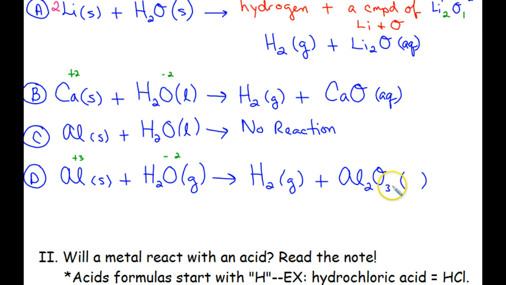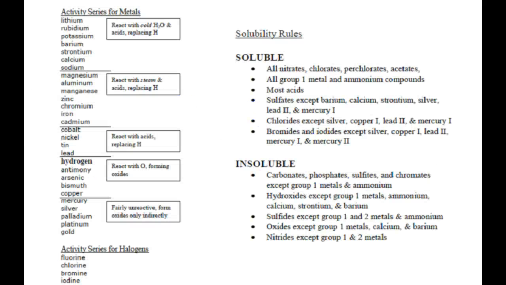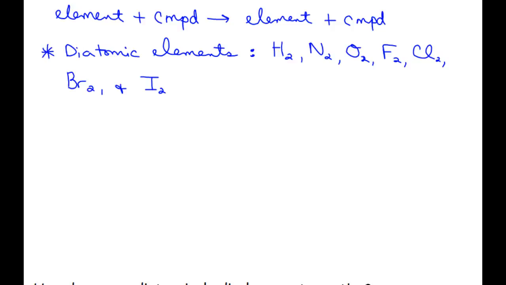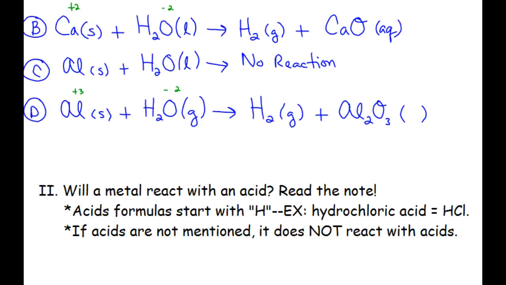Now, we don't know if this is going to dissolve or what. So let's check our solubility rules real quick. Back to oxides. Oxides are insoluble with a couple of exceptions. Aluminum is not an exception, so that's actually going to be a solid compound. So this will be a solid.